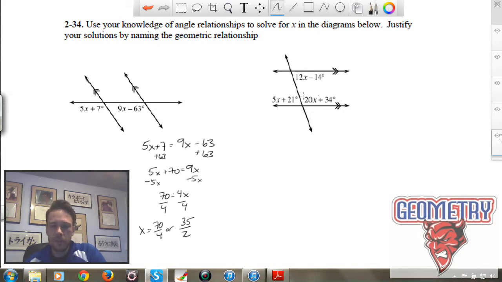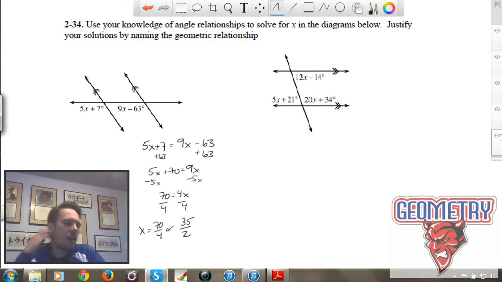These two angles are supplementary. So 5x plus 21 and 20x plus 34, I'm going to add together to be 180. They're adjacent supplements or a linear pair. We also have 20x plus 34 and 12x minus 14, which are also supplementary. They're same side interiors, so they're also going to add to 180 degrees. And I also see that we have a pair of alternate interior angles here. 5x plus 21 and 12x minus 14 are equal.